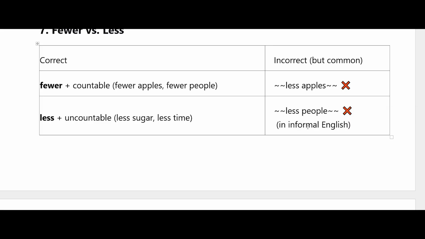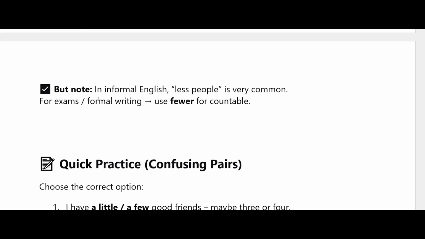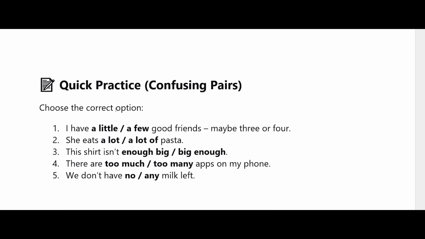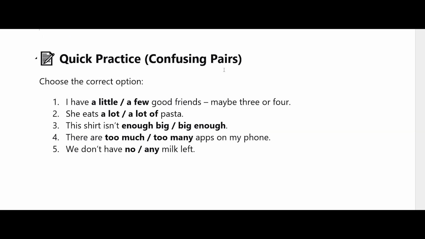So it's kind of a common thing, less people, but still try to use fewer people. But, okay, I've already said it. Next, quick practice, confusing pairs, choose the correct option. So let me do it and explain something here. I have a little or a few good friends, maybe 3 or 4. You see, friends, it's a countable noun, so it will be a few.